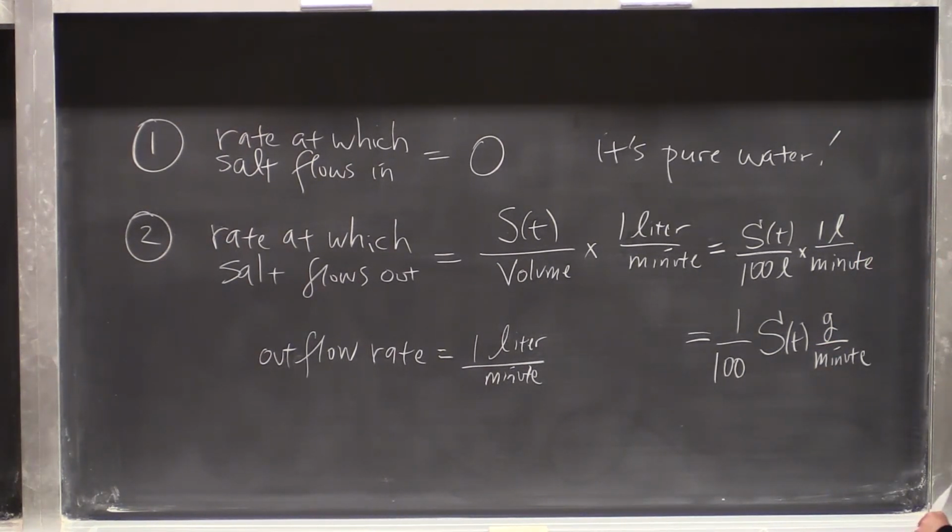All right. So now I put my differential equation together. dS/dt is equal to 0 minus 1 over 100 S of t. And my units are grams per minute.